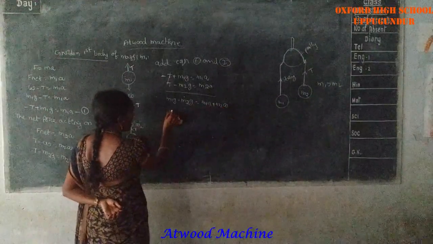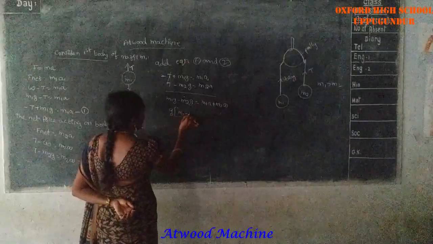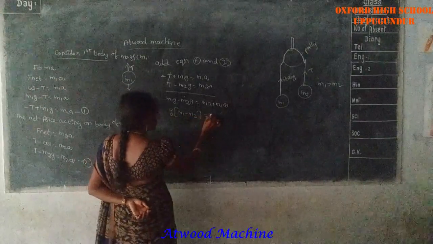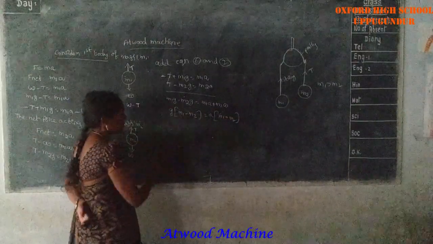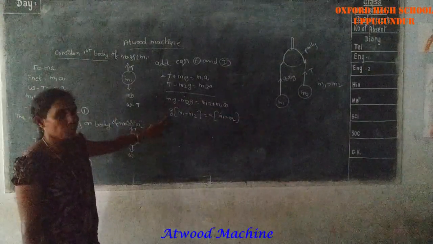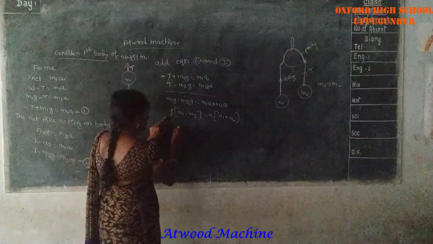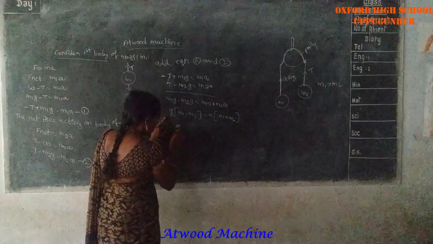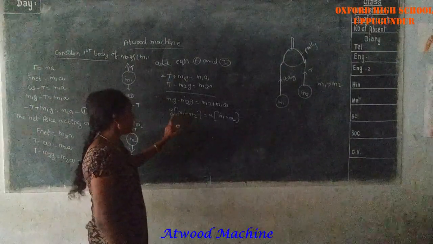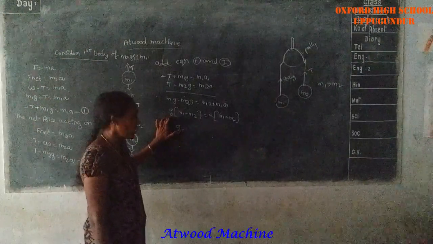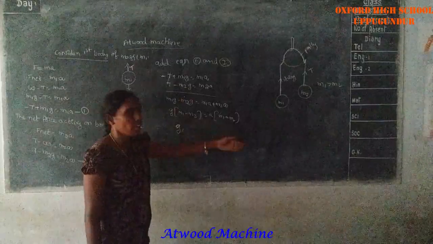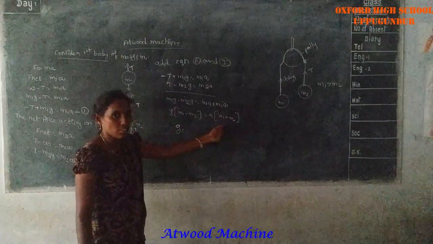Now G is a common term: G times (M1 minus M2). Here A is a common term: A times (M1 plus M2). By using this, we have to find the acceleration due to gravity, G. The value multiplied with G on the left side of this equation moves to the right side.